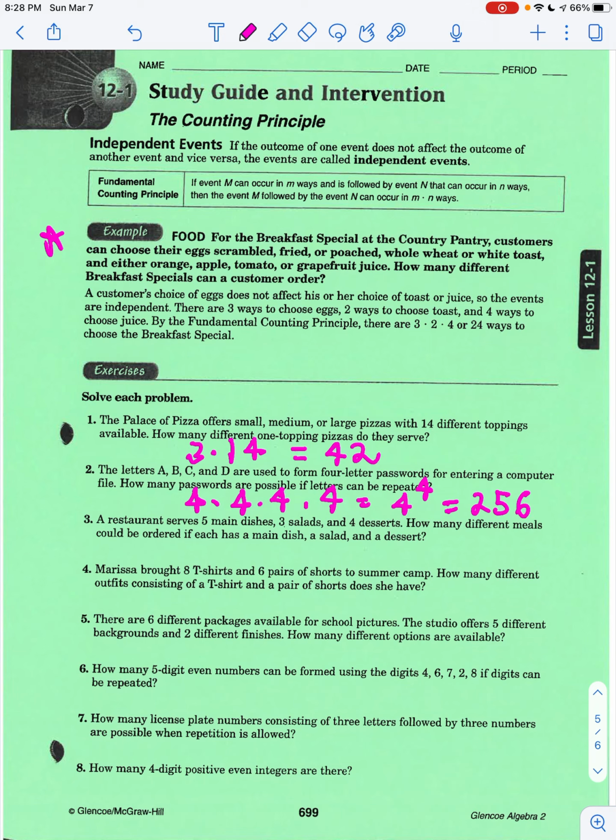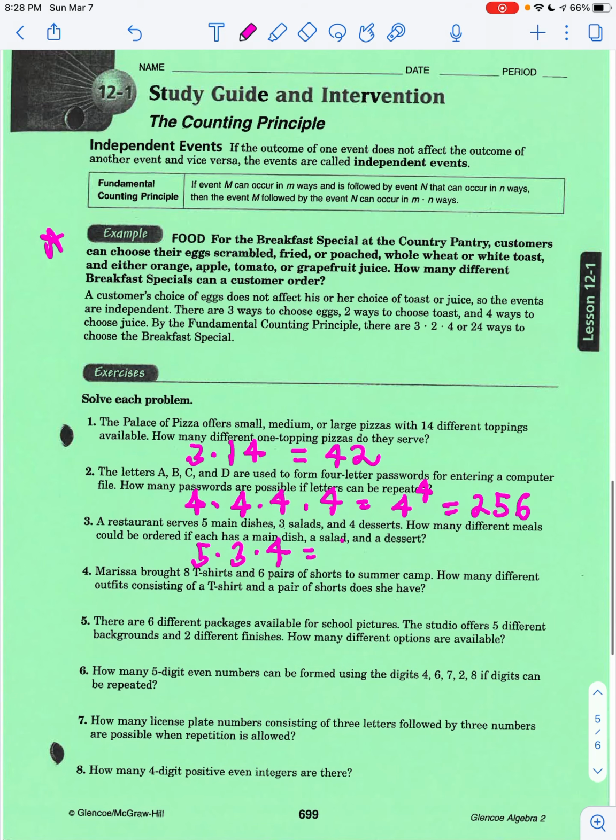How about 3? A restaurant serves 5 main dishes, 3 salads, and 4 desserts. How many different meals could be ordered if each has a main dish, a salad, and a dessert? And of course, that would be 5 times 3 times 4, and that's going to be 60.